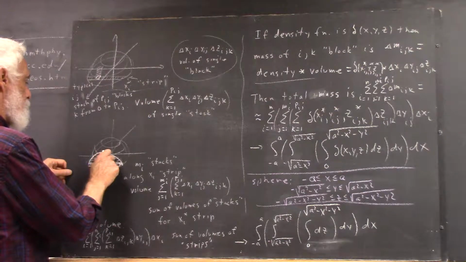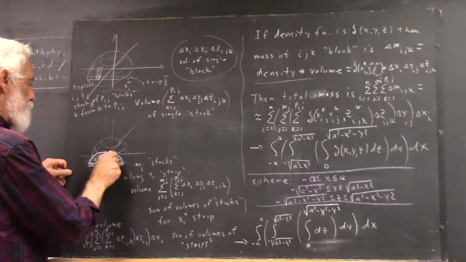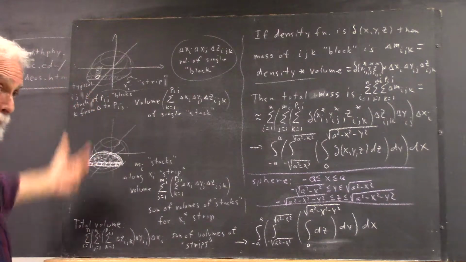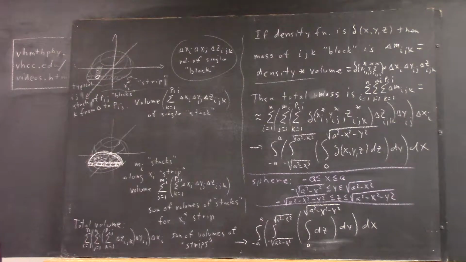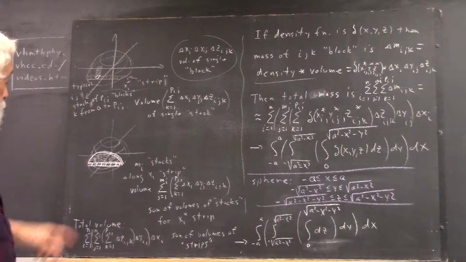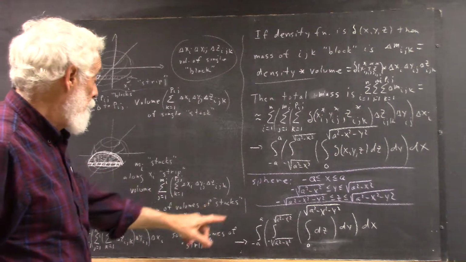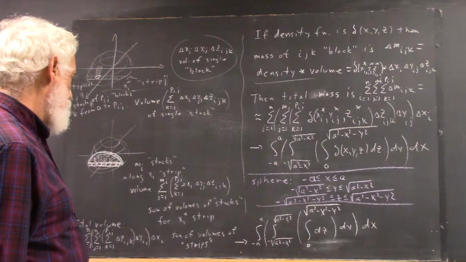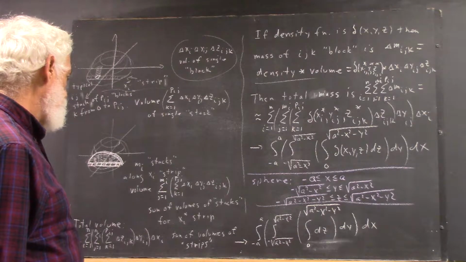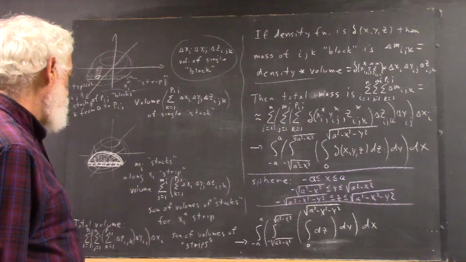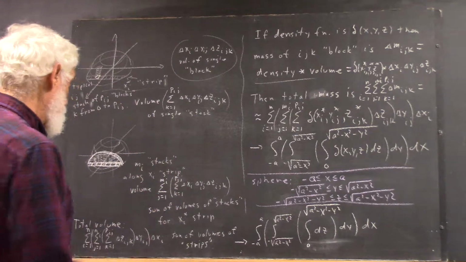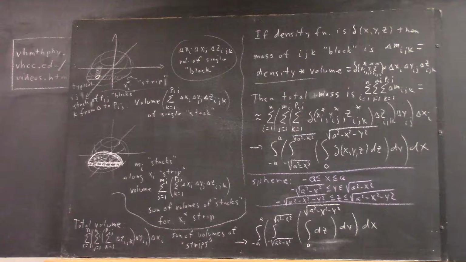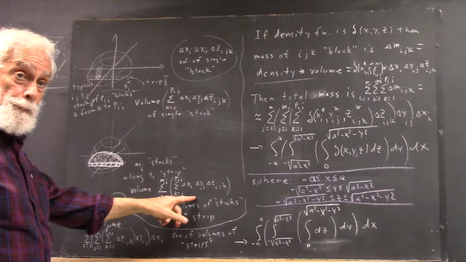So we can see this whole thing as an approximation of the volume of one slice of the sphere. So we sum the volumes of all those stacks. Well, this is the sum of the volumes for all the stacks in the Xi strip. Try to follow my words here. The total volume you get by adding up all these.